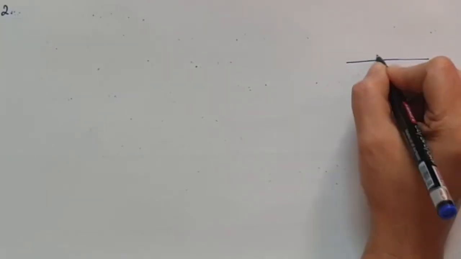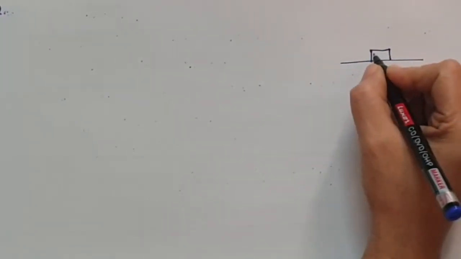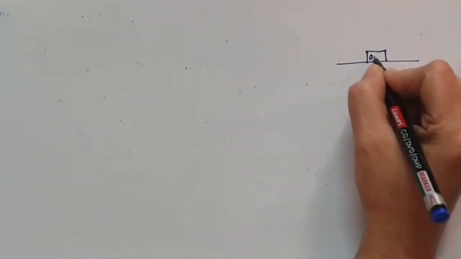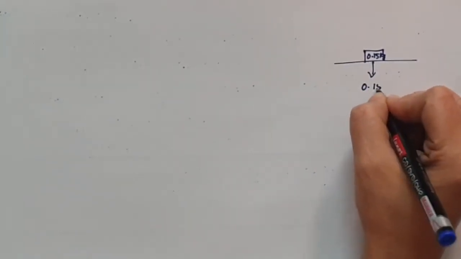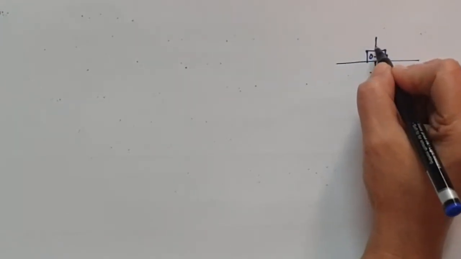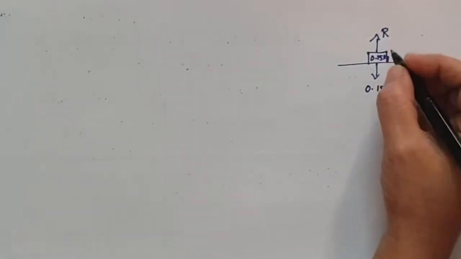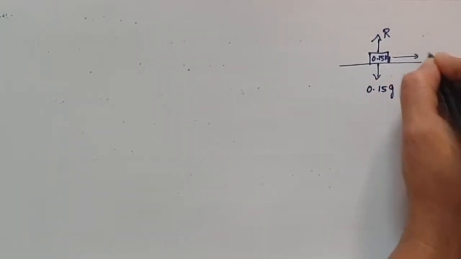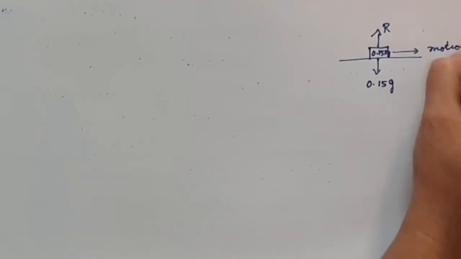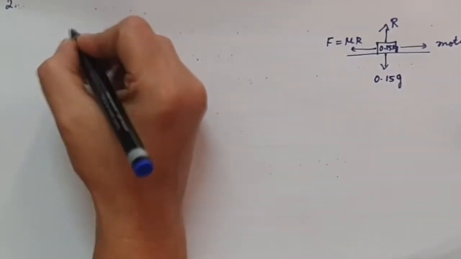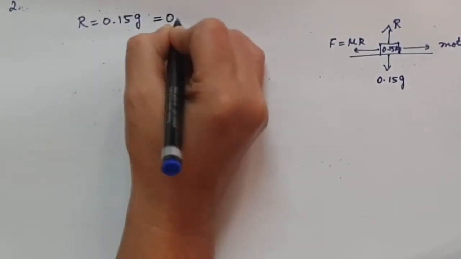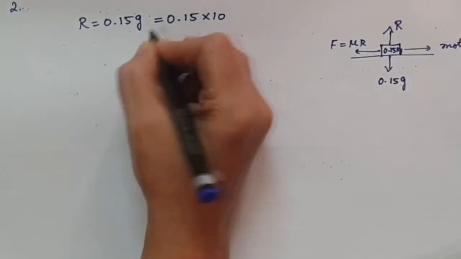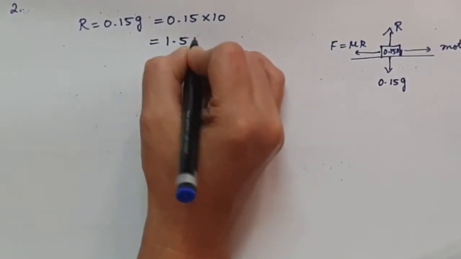Now let us draw the figure. The horizontal ground is there and this is of mass 0.15 kg. So the weight will be 0.15 g and the normal reaction will act upward. And this direction will be the motion of the particle. Now from the figure we know R will be equal to 0.15 g. That is 0.15 into 10. So it is 1.5 Newton.